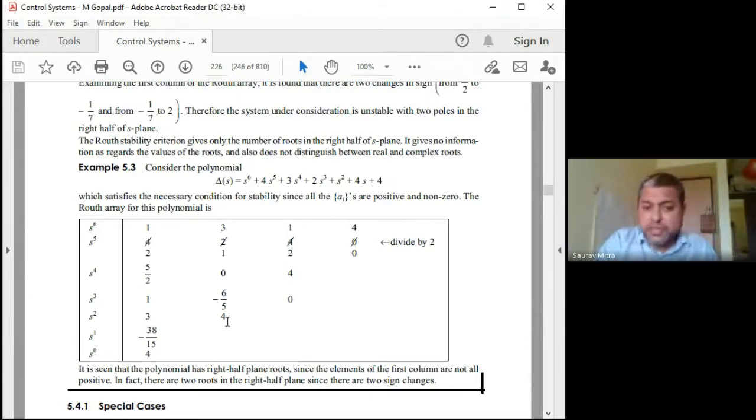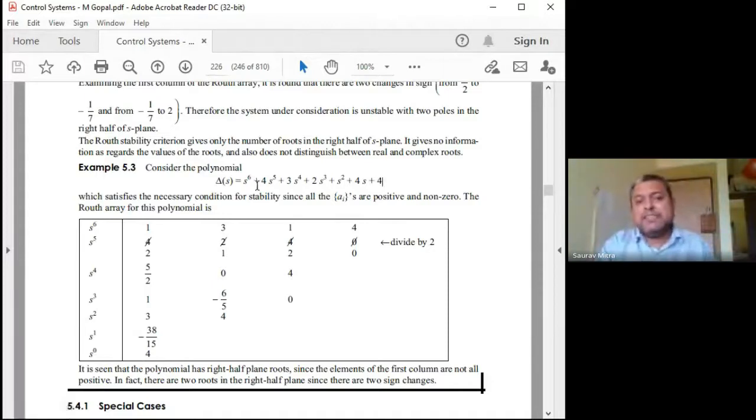So first you have to construct this table. For that, there is only one rule, that is bottom left to top right minus top left to bottom right, divided by the bottom left element. This is the only rule. There is nothing difficult, and by that same rule you have to find all these columns in the left hand side. So this is the first column. In the first column, how many sign changes are there? Here 3 to minus 38 by 15. You don't need to look at the value, it is enough that it is negative. So 3 to minus, plus to minus, and minus to plus. That means there are 2 sign changes.